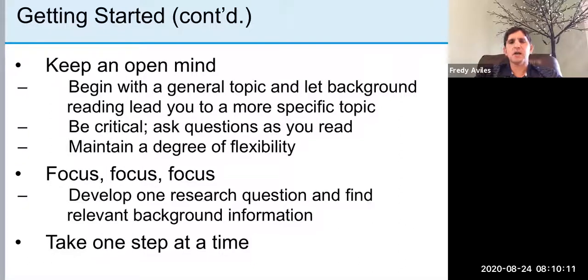Just know that it may lead you down a path you weren't anticipating. You may actually end up changing your mind and decide that you don't want to look into that topic anymore. You don't want to do your project on that. Maybe you want to do something else. Okay. So keep an open mind. Things can change. Okay. So begin with a general topic and let the background reading guide you, like I said.